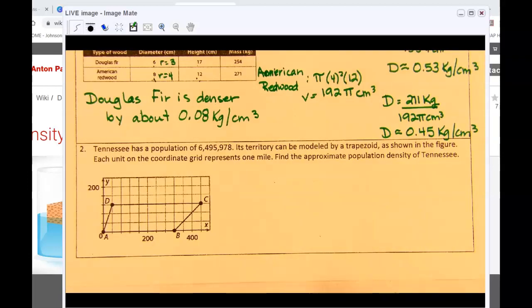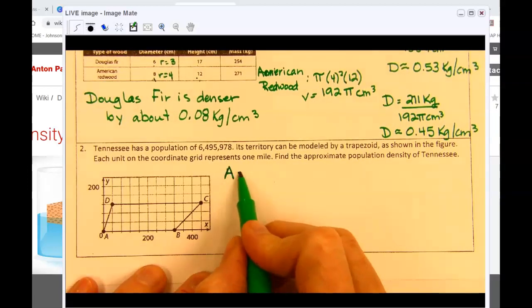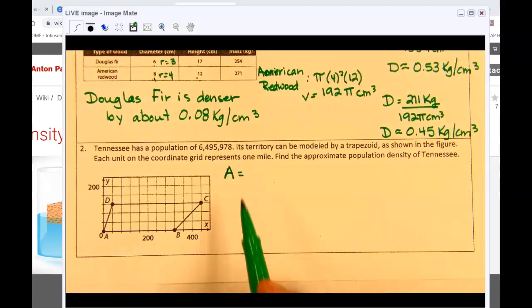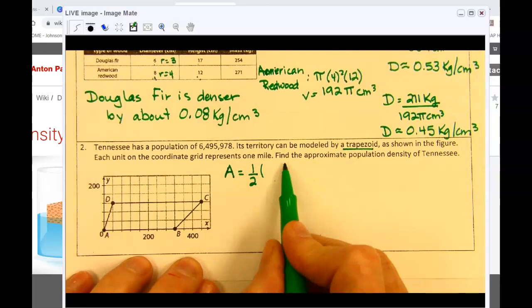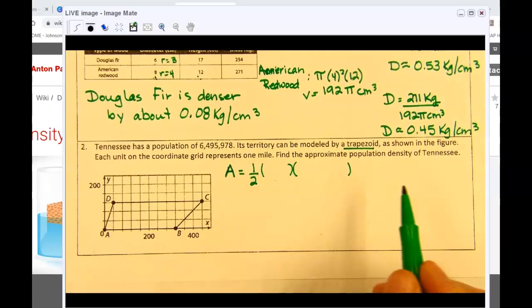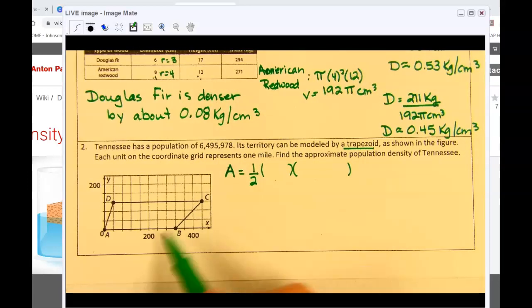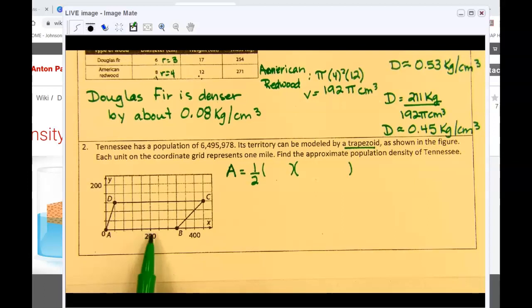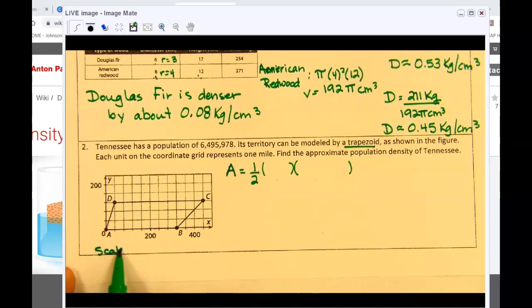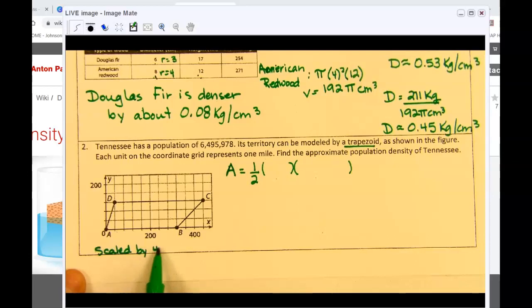The formula is population divided by area, in square miles. So the first thing we need to do is find the area of Tennessee. Now remember, it stated that it is a trapezoid, so the formula will be 1/2 the height times the bases added. So we have to come down here to this graph and figure out the height. The first thing I notice is this is not scaled by ones. It goes 1, 2, 3, 4, 5 to get to 200. So if we divide 200 by 5, that is 40. So we need to realize that this is scaled by 40.